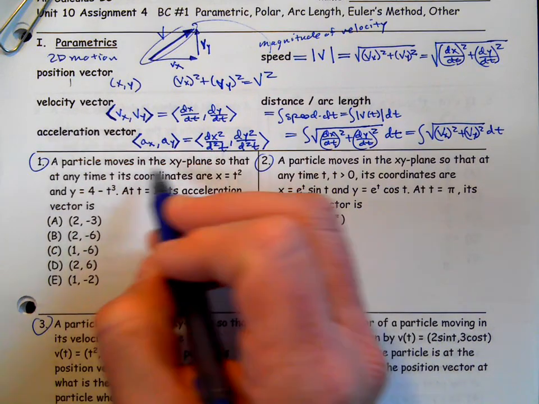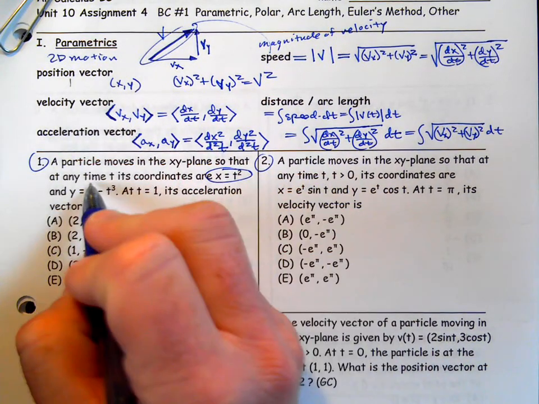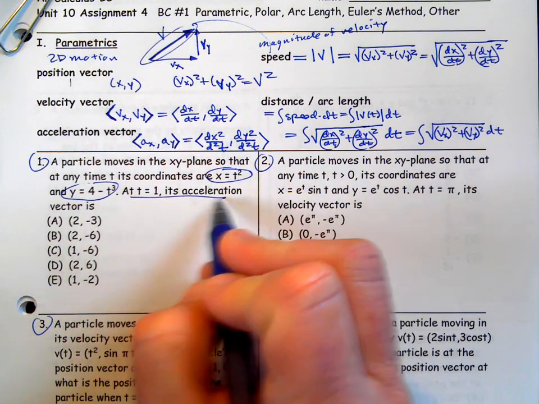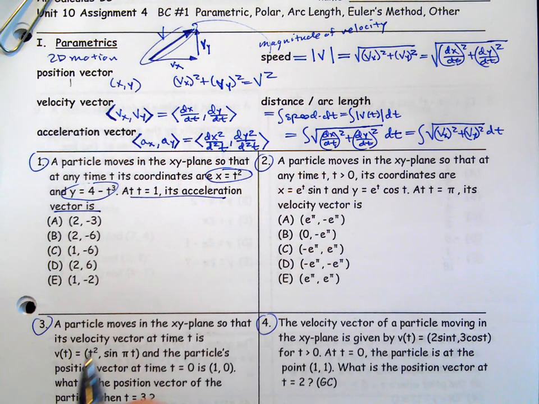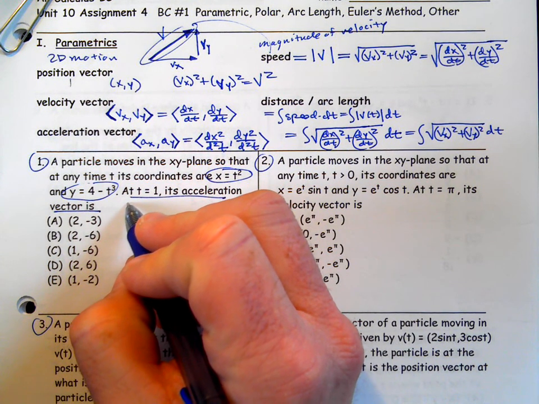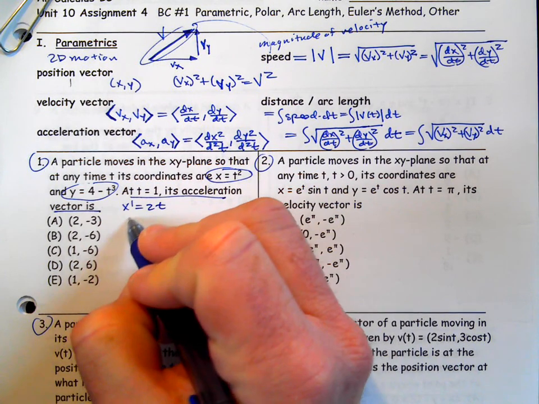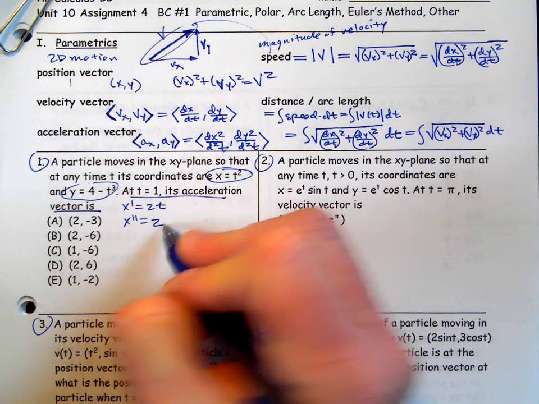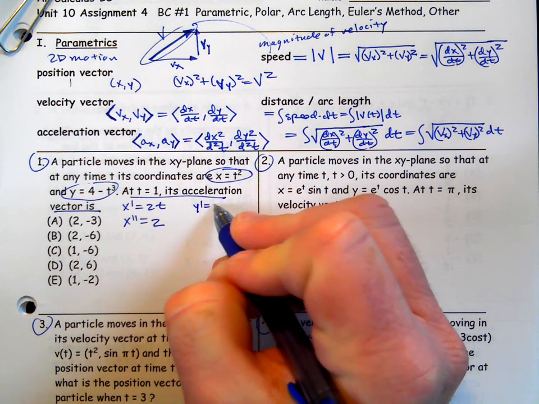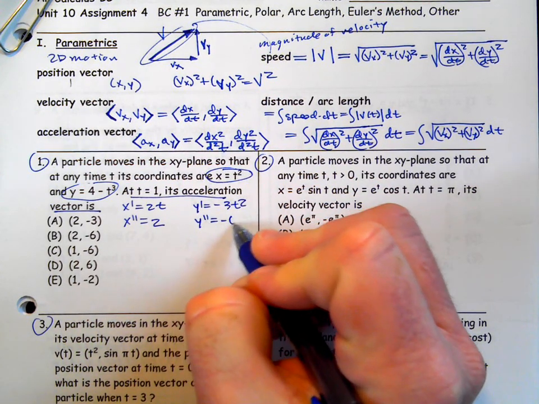So a particle moves in the xy plane so that at time t its x coordinates are. So this is x coordinate and the y coordinate. At time 1, what's the acceleration vector? Well, acceleration is the second derivative of position. So we need x prime, which is 2t, and x double prime, which is 2. We need y prime, which is negative 3t squared, and y double prime is negative 6t.